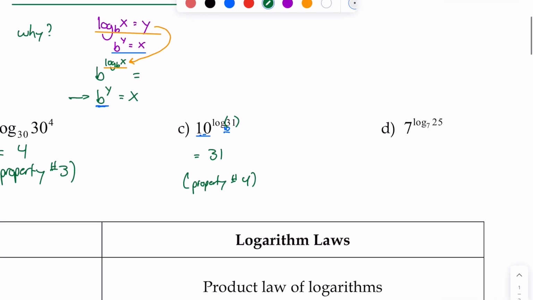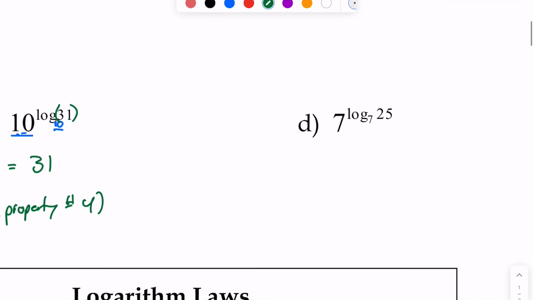D. 7 to the power of log 7. Well, you can see 7, so then this is just equal to 25. And once again, property number 4. Okay.